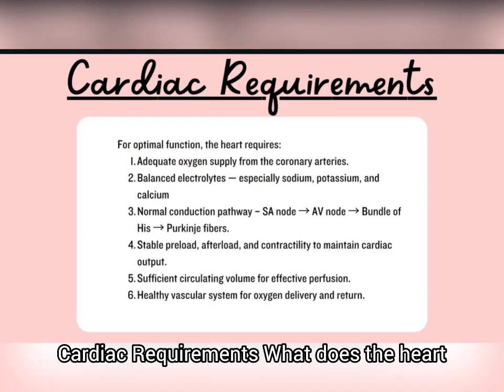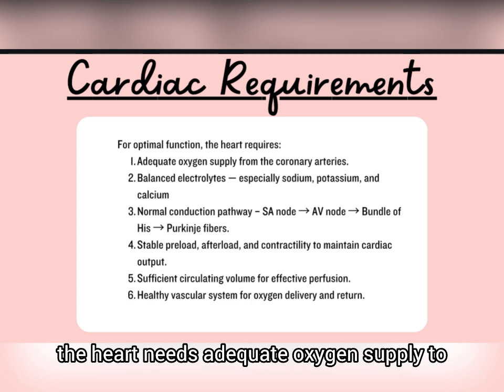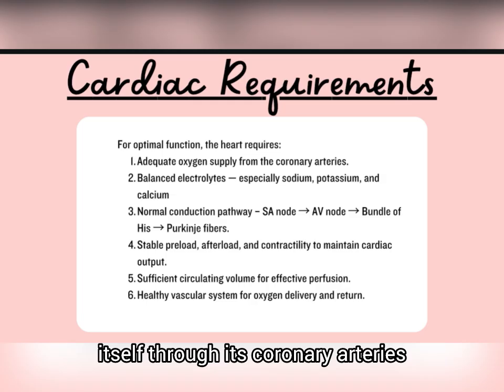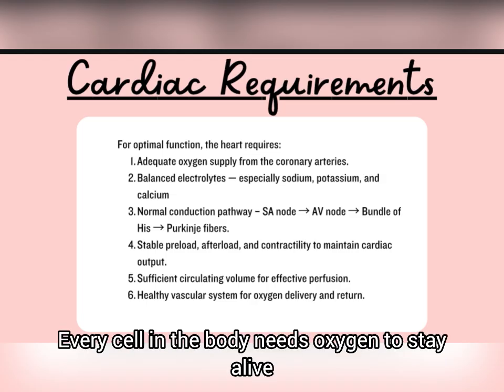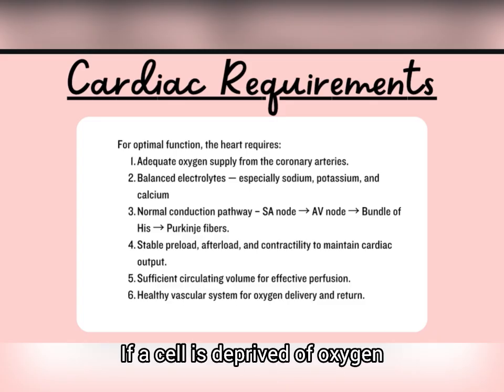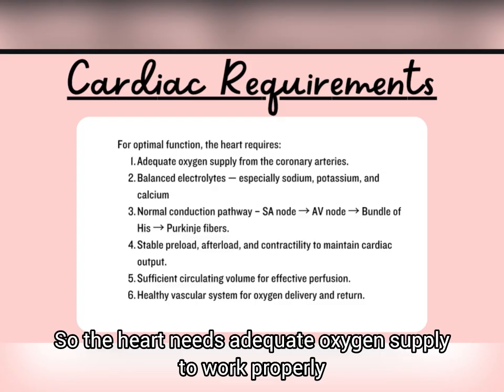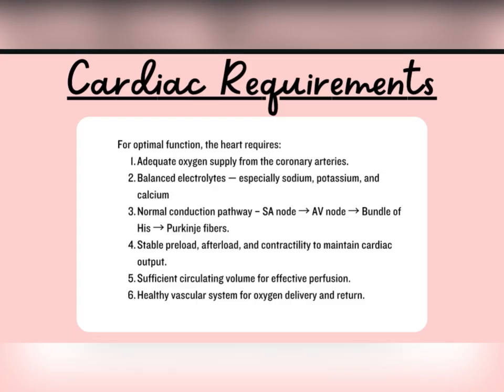Cardiac requirements. What does the heart need to work properly? For optimal function, the heart needs adequate oxygen supply to itself through its coronary arteries. Every cell in the body needs oxygen to stay alive and to keep working. If a cell is deprived of oxygen, that cell will die and will be unable to do what it's supposed to do. So the heart needs adequate oxygen supply to work properly.